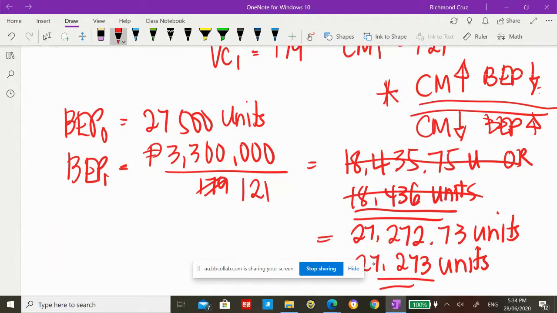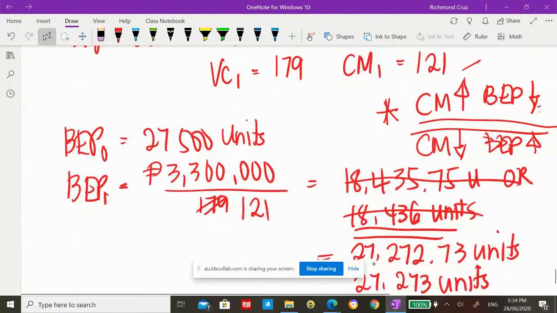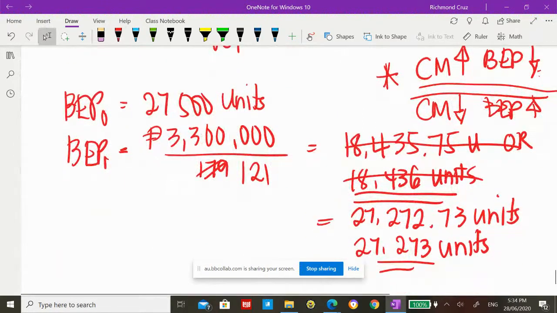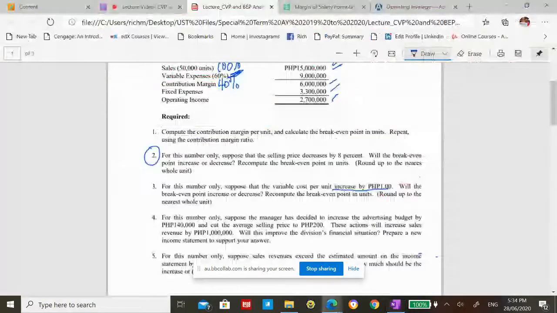Bakit tumaas yung contribution margin? From 120 kasi, naging 121. So, ibig sabihin, yung break-even point natin, bababa siya. From 27,500, magiging 27,273. So, mas baba yung 27,273 dito sa 27,500. So, we're done with number 3.